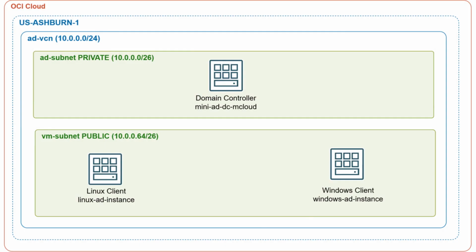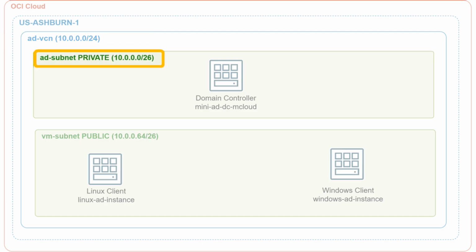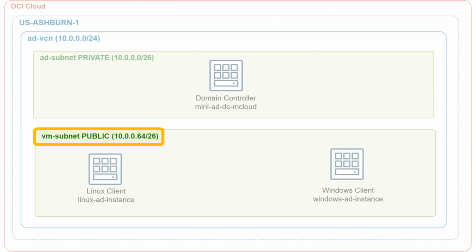Let's take a look at the architecture before we build. Everything runs inside a single VCN in US Ashburn. The domain controller lives in a private subnet with outbound traffic using a NAT gateway. The client instances live in a public subnet, reachable directly for SSH and RDP.